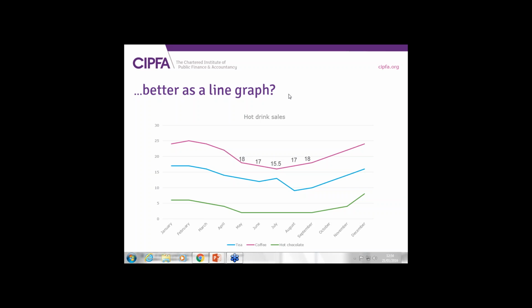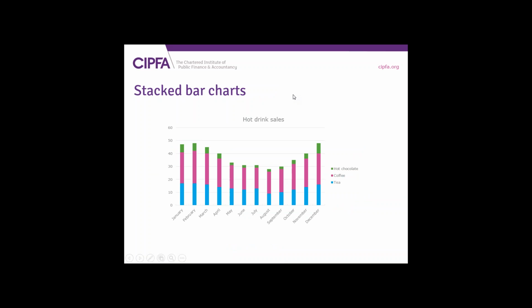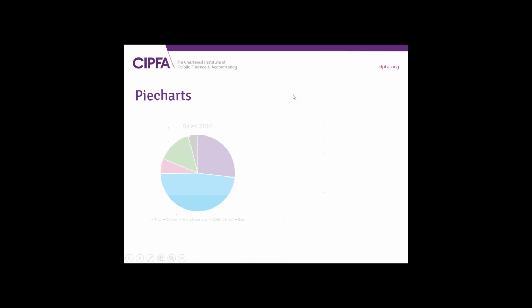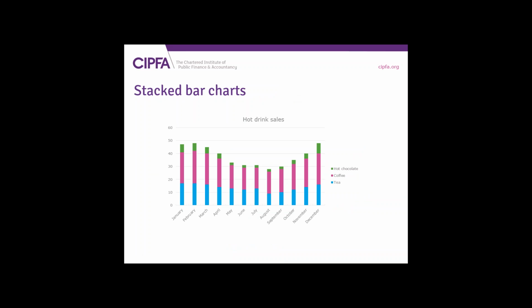So I'm not a big fan of cluster charts. What I'm even less of a fan of is something called stacked bar charts. Now, I don't see as many of these as I used to, but I still see them cropping up now and again, often in places like annual reports. And what this is trying to show me is, I believe, how the total of hot drink sales is made up of each type of hot drink.